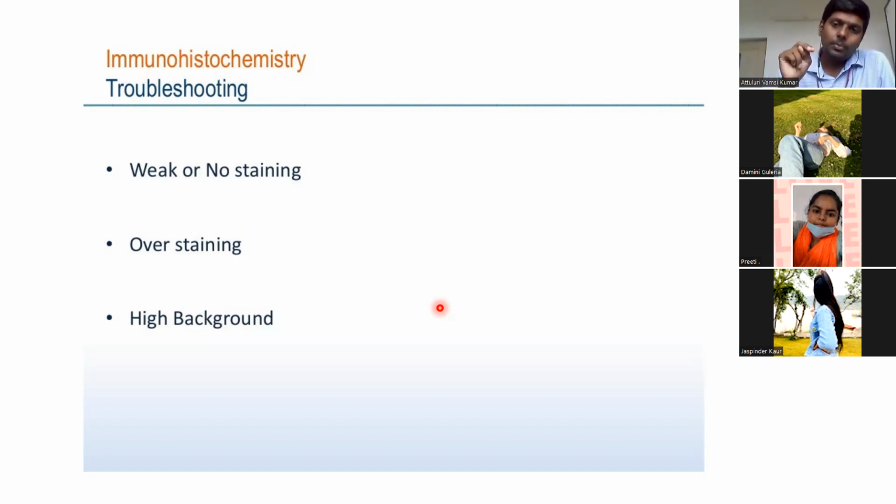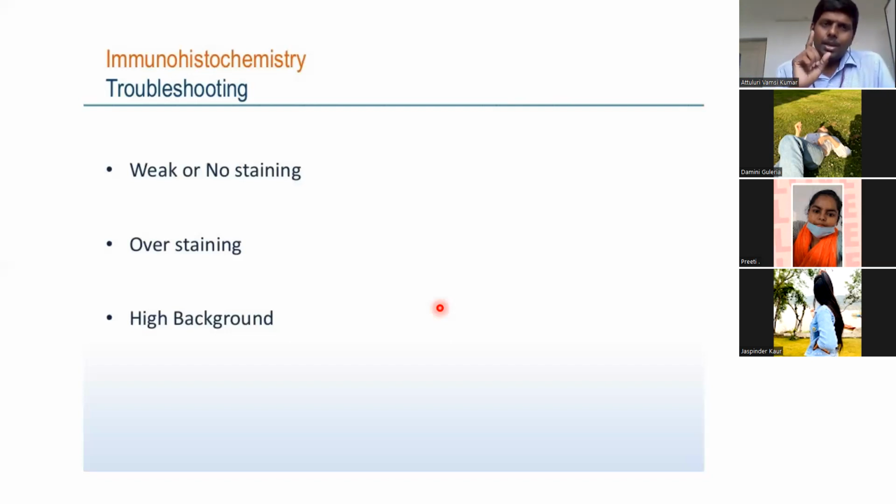Then the second problem, we will get overstaining in the tissue. Okay, the tissue is too much colored. What is the reason for overstaining? And what is the reason for high background visibility? Okay, so first one, weak staining or no staining.